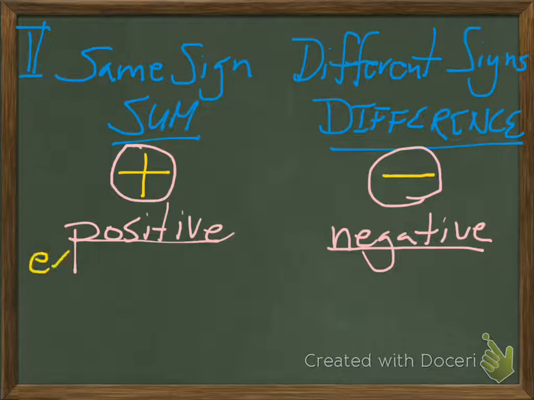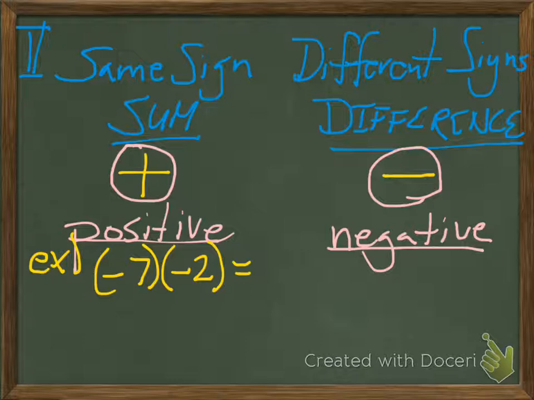So let's go ahead and practice a couple of these. If I ask you what negative 7 times negative 2 is, well, 7 times 2 is 14, so that part's pretty straightforward. And it's a negative times a negative. They're the same sign, so that is the answer, positive 14.